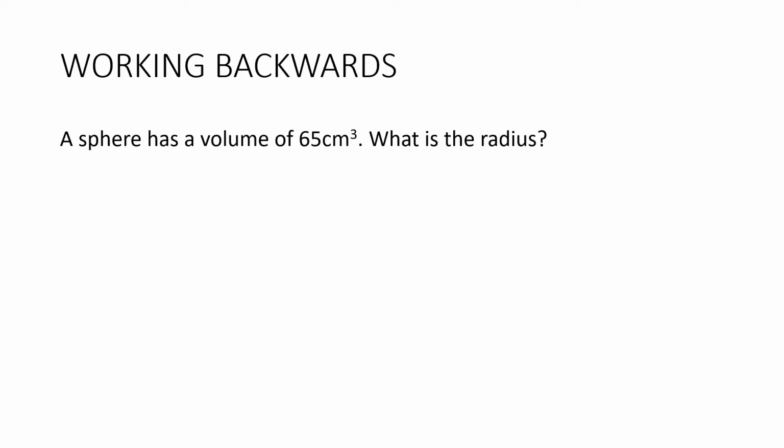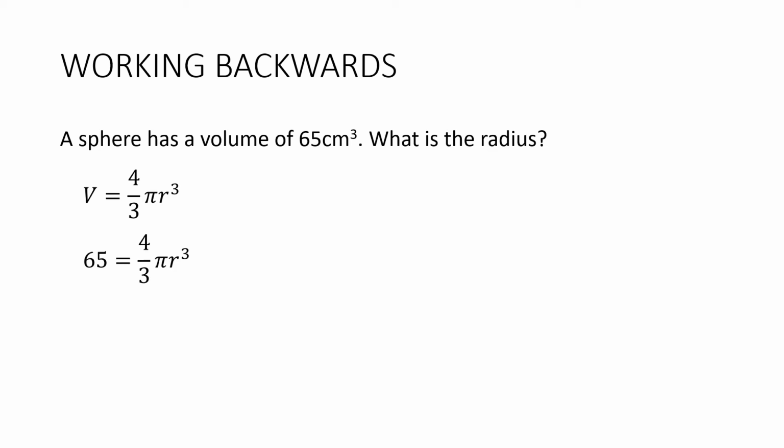Now, one thing I haven't covered in this series of videos is how to work backwards. We might be given the volume and asked to find one of the measurements, like the radius or the height. Here's an example. A sphere has a volume of 65 centimeters cubed. What is the radius? So here's our formula, 4/3 pi r cubed. But instead of putting something in for r, we're going to put the volume in as 65, like this.